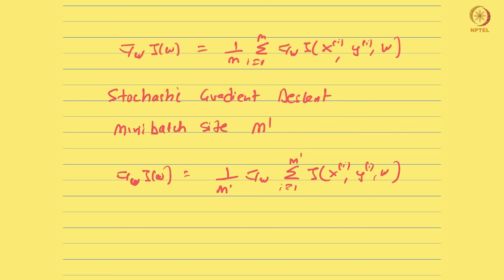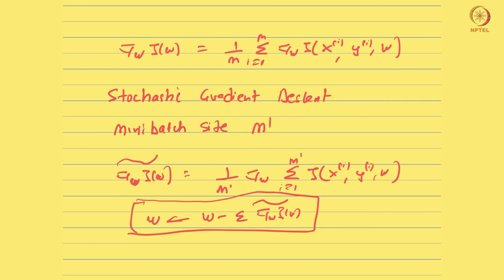Once you have this mini batch gradient estimate, you can use your usual update: W goes to W minus epsilon times the gradient estimate, your mini batch gradient estimate. So that's your stochastic gradient descent.